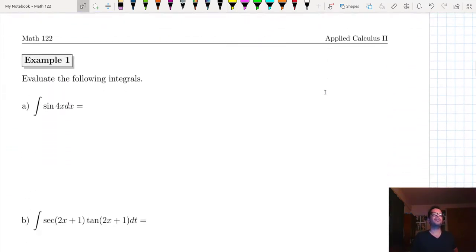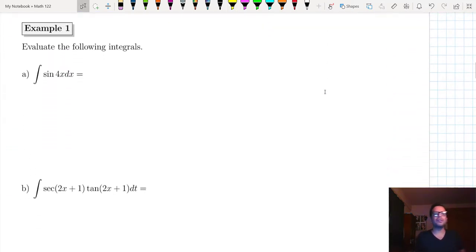All right, let's do a basic example. We are going to integrate the function sine of 4x dx. And by the way, let's make sure we have parentheses around the 4x, because of the reason we mentioned in the previous video. In this case, we're going to do a very simple u substitution in which u will be the quantity inside of the trigonometric function, that is 4x.